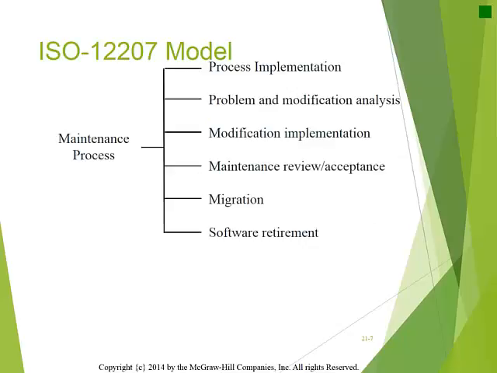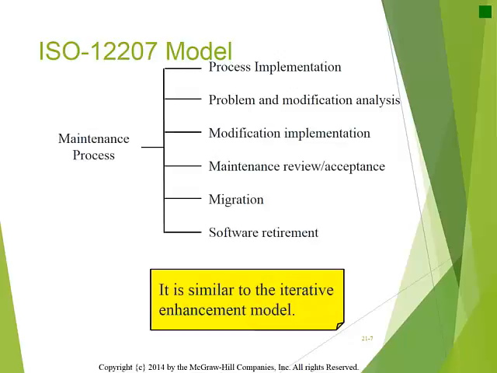The ISO 12207 model is similar to the iterative enhancement model in that each stage of the development process is involved. This model contains processes such as problem and modification analysis, modification implementation, maintenance review and acceptance, migration, and software retirement.